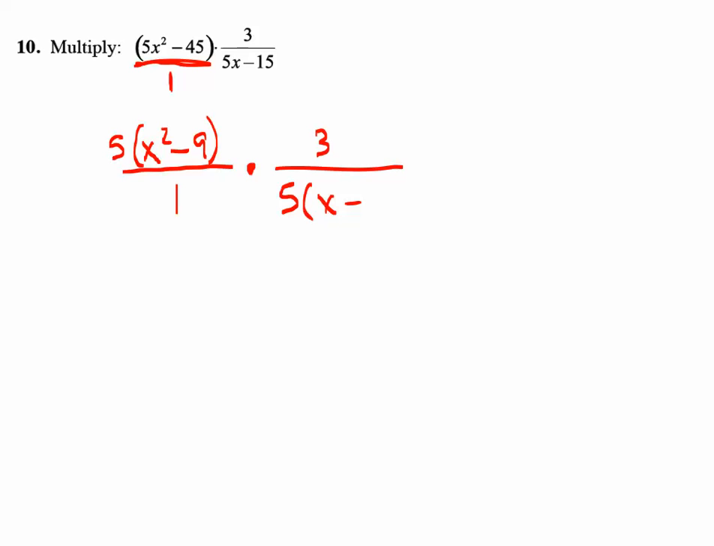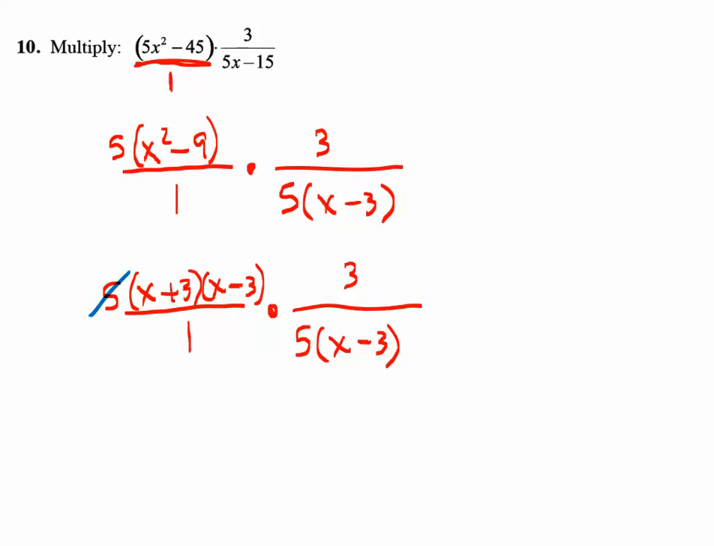Everything else remains the same on the bottom of the first fraction. The 3 remains the same on the top of the second fraction. But we can factor out a 5 out of the denominator of our second fraction. And it still can be factored out some more. How about the numerator of our first fraction still goes to x plus 3, x minus 3?